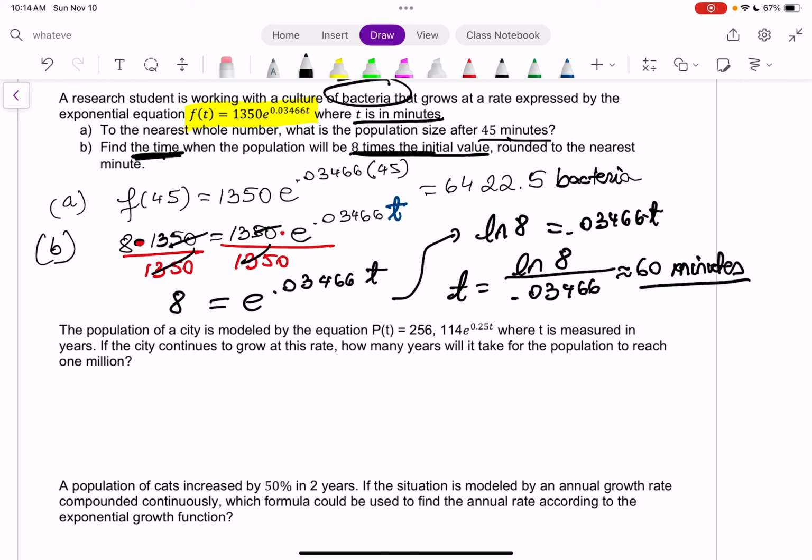The population of a city is modeled by this equation. So again, here it is, where t is measured in years. If the city continues to grow at this rate, at 25% every year, how many years will it take for the population to reach 1 million? So the amount that this population should reach is 1 million.